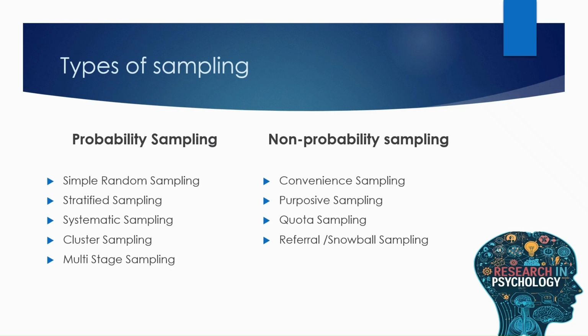So under probability sampling, we have simple random sampling, stratified sampling, systematic sampling, cluster sampling, and multi-stage sampling. Under non-probability sampling, we have convenience sampling, purposive sampling, quota sampling, referral sampling, or snowball sampling, right?